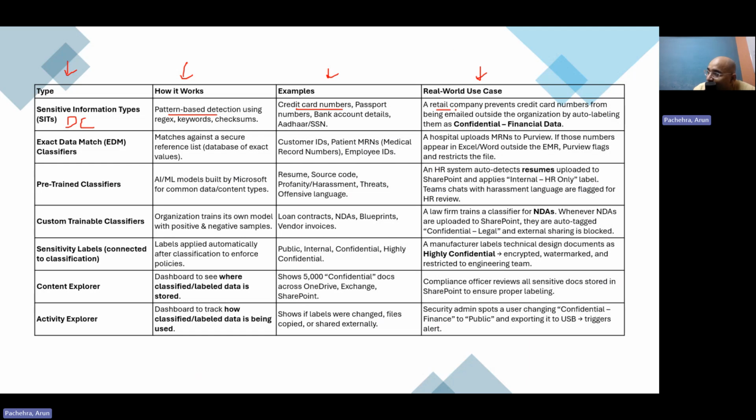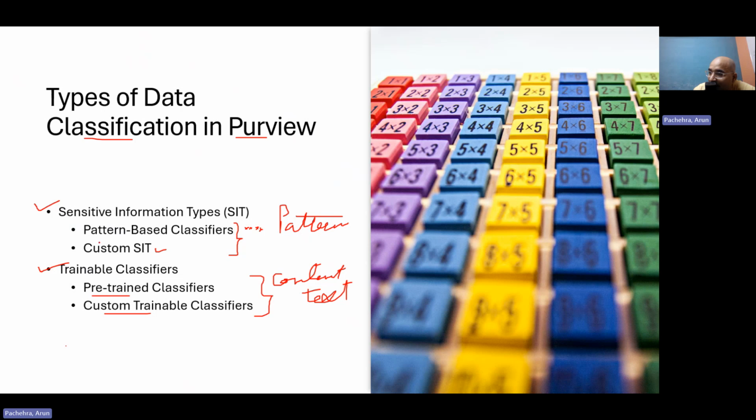A retail company prevents credit card numbers from being emailed outside the organization by auto labeling. How is it happening? It is automatically labeling them as confidential financial data. How is it auto labeling? Because, if you remember, I just need to show you again. This thing, pattern-based, this is automatic. Pre-trained, this is again automatic. This is automatic.